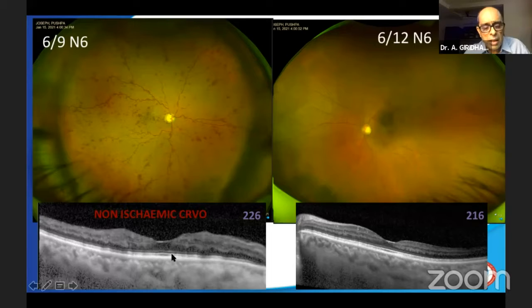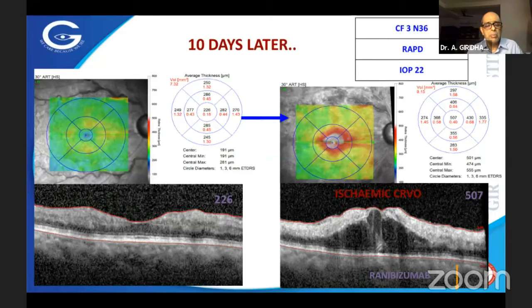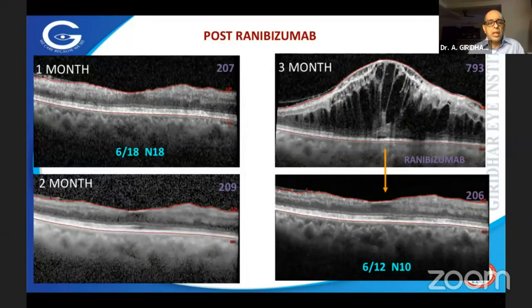And OCT at that time did not show any evidence of increase in the CMT, so the patient was educated to come for regular follow-up. However, the patient reported within a few days with a drop in visual acuity, so it was counting fingers 3 meters, a suspicious RAPD. IOP was a little bit borderline, and she had a significant increase in the central macular thickness. And at this moment, the patient received 1 dose of intravitreal ranibizumab, and within a month, there was a complete resolution of the edema.